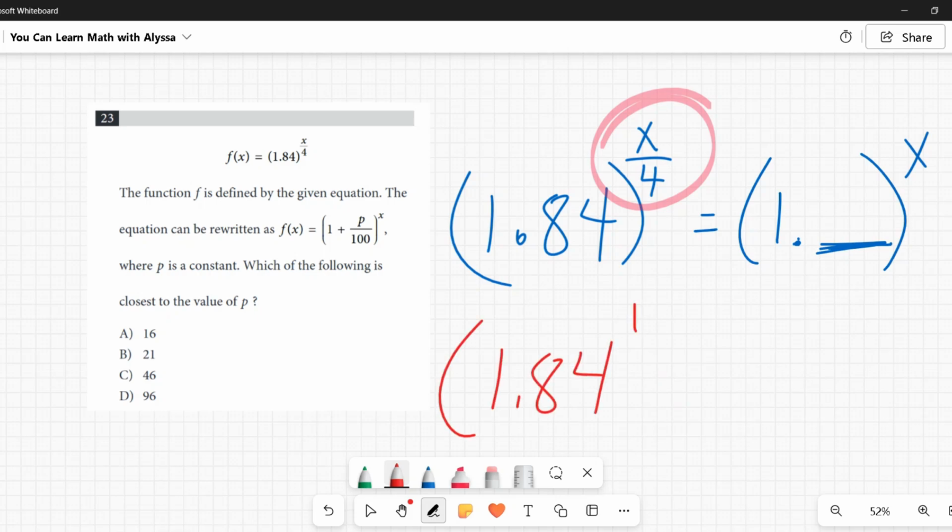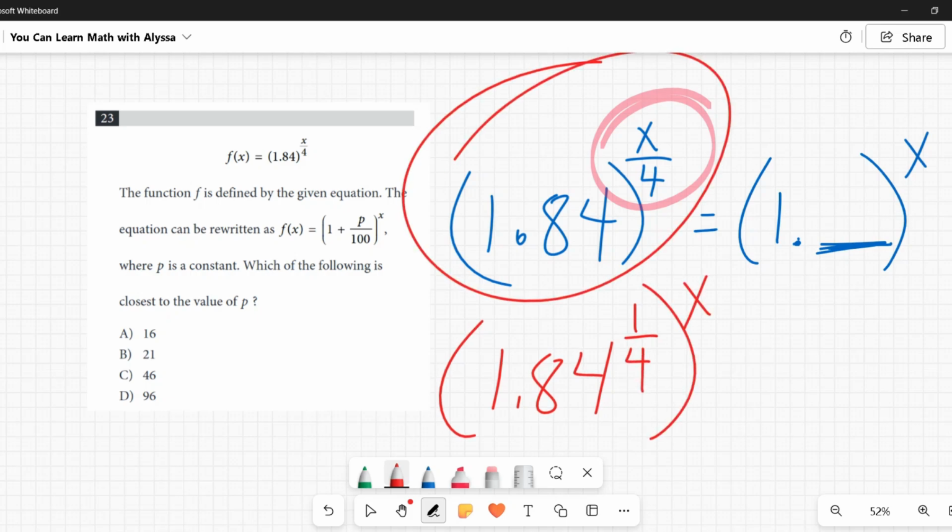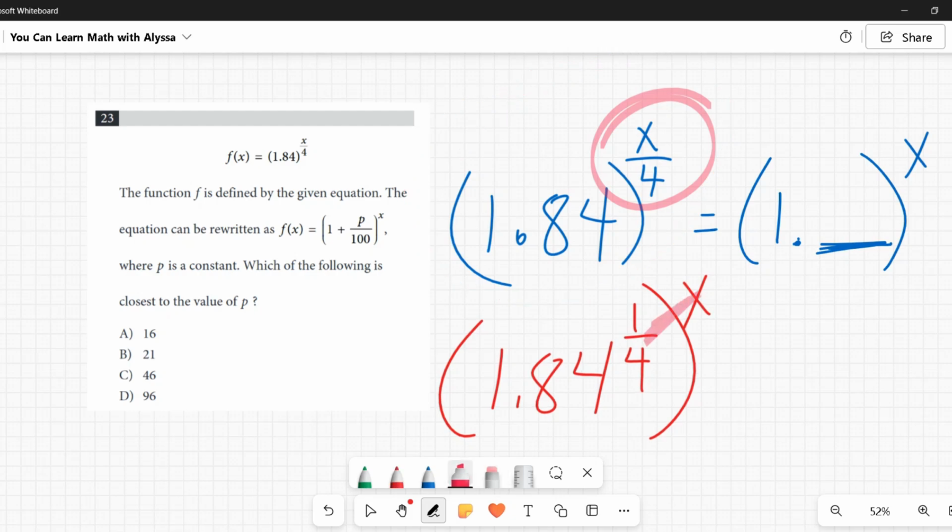So 1.84 to the power of 1/4 to the power of x is the same as that. Because if I were to multiply these together, power to a power, I would get 1/4 x, which is the same as x divided by 4, x over 4. Same thing. They're all identical. Okay, let me try to get rid of that red highlight. I got rid of my parentheses too. I knew that would happen.